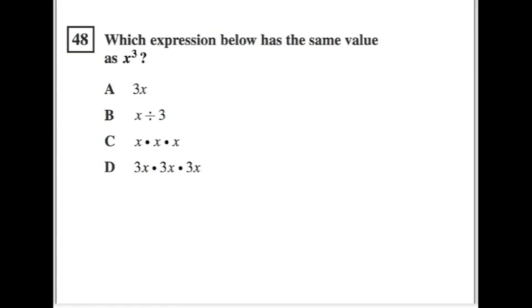Okay, this one says, which expression below has the same values of x to the third power? So for x to the third power, remember for exponents, the exponent tells us how many times we're multiplying the base by itself. So for example, for x to the third power, it means that we are multiplying the base, which is x, to itself however many times the power is, which in this case is 3. So it's going to be x times x times x, which means that our answer is going to be C.